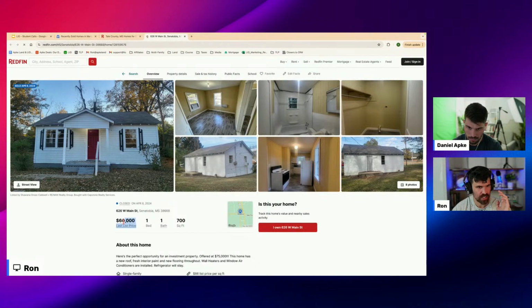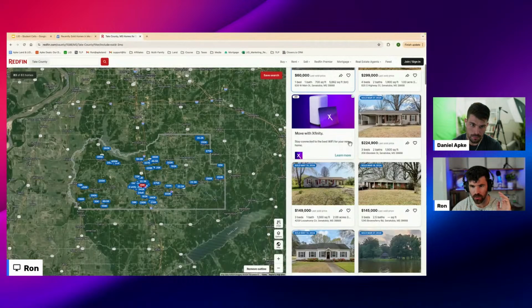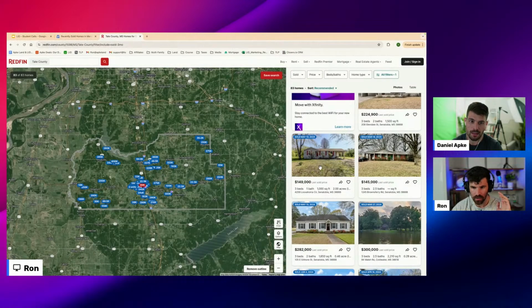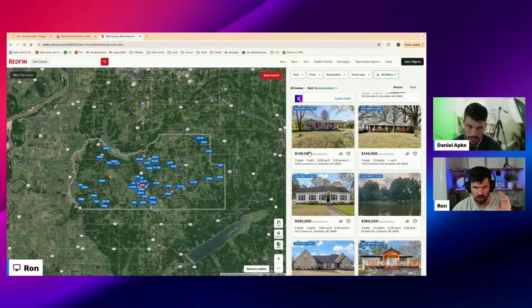See, it's the last list price. For some reason on here, it says last sold price, which is not correct. This is not the price. This is very, very important. On Redfin, when you click into it and look individually, it's last list price, not last sold price, which is weird that it says sold price there.